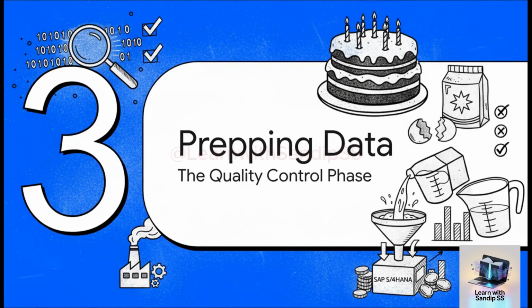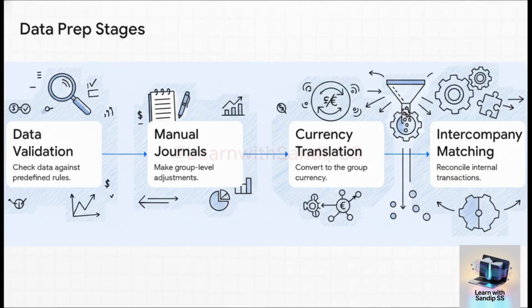Okay, we've got all our ingredients in the kitchen. But wait, you can't just dump everything into a bowl and hope for the best, right? Nope. This is that critical quality control phase. You just can't bake a good cake with bad ingredients, and you can't get a reliable financial statement with bad data. This whole prep stage happens in 4 key steps. We've got data validation, manual journal entries, currency translation, and a big one, intercompany matching. Each one is designed to get the data absolutely perfect before the final consolidation.